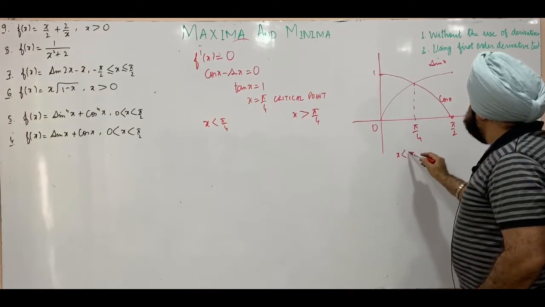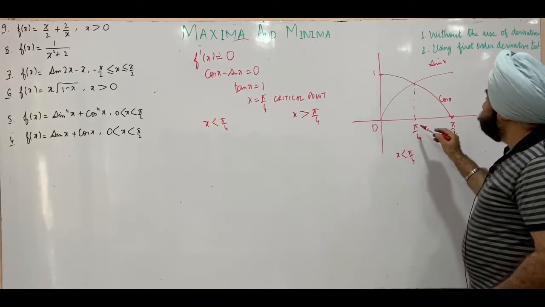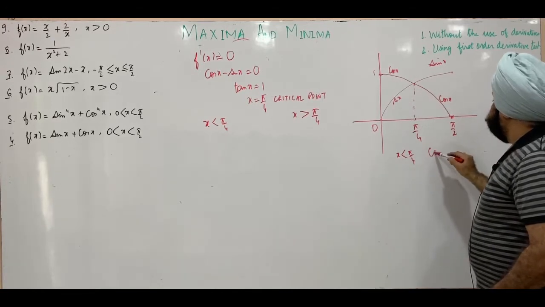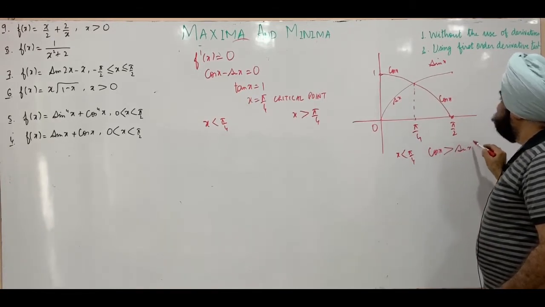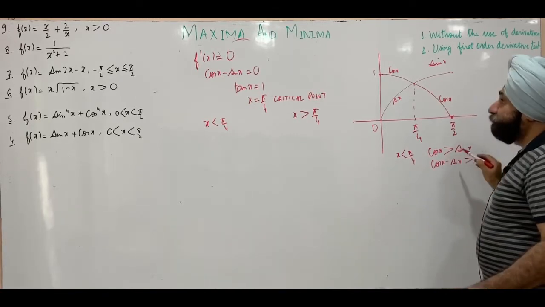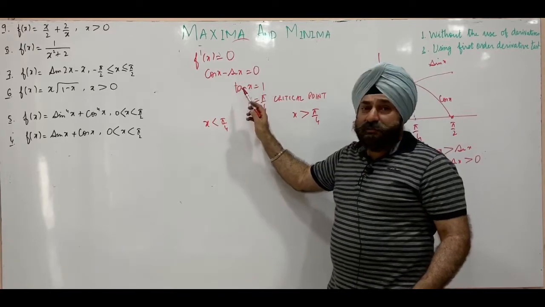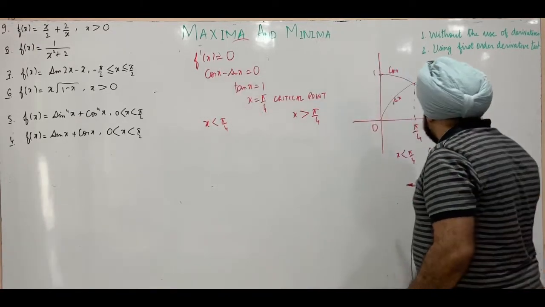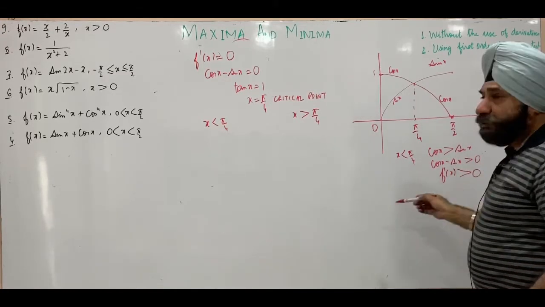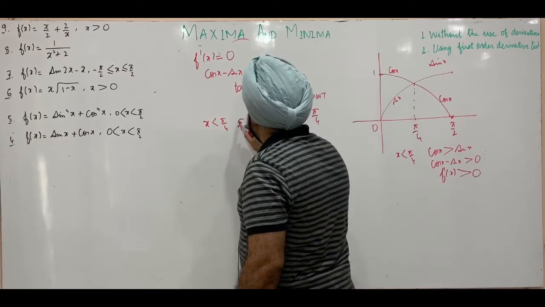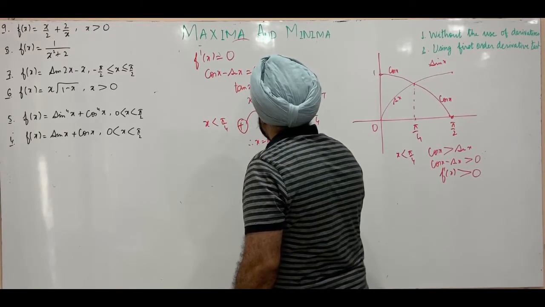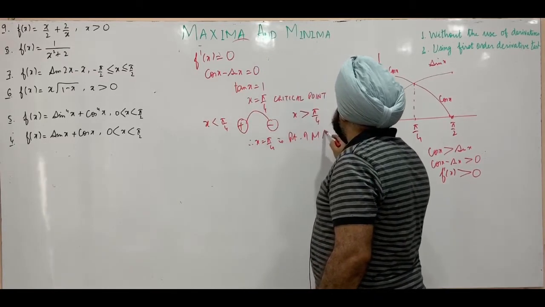And when x is less than pi by 4, this is cos x and this is sin x. So cos x is greater than sin of x. This is from the graph. Or cos of x minus sin of x is positive. And what is cos of x minus sin of x? It's f dash of x. So we can say f dash of x is positive. And after this it's negative. So the change is from positive to negative. Therefore x equal to pi by 4 is a point of maximum.